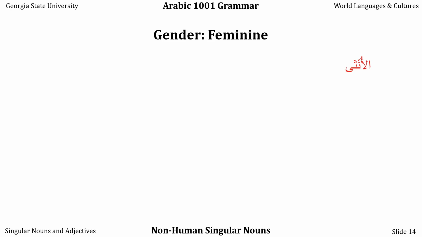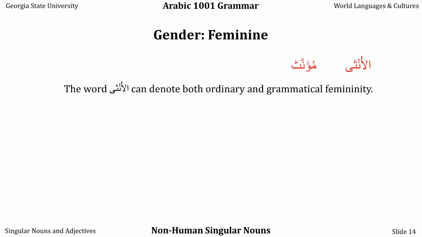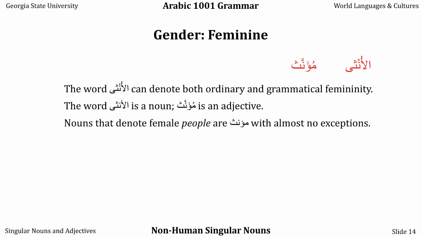Let's look at feminine. Al-untha is the noun, mu'annath is the adjective. The word al-untha can denote both ordinary and grammatical femininity. The word al-untha is a noun, and mu'annath, the word we're going to use most of the time here, is an adjective. Nouns that denote female people are mu'annath with basically no exceptions. Nouns that end with ta marbuta are effectively always mu'annath.